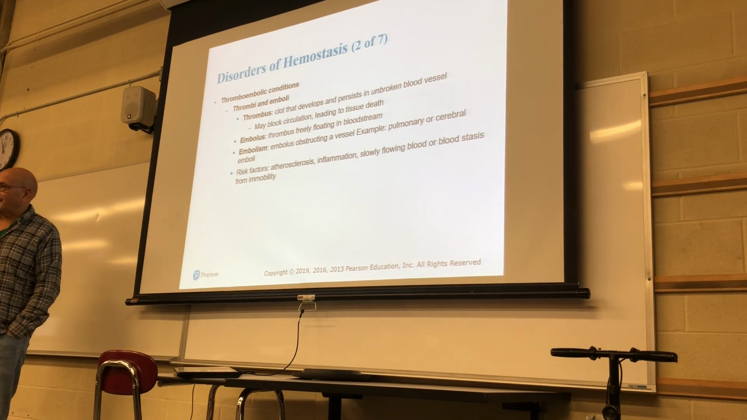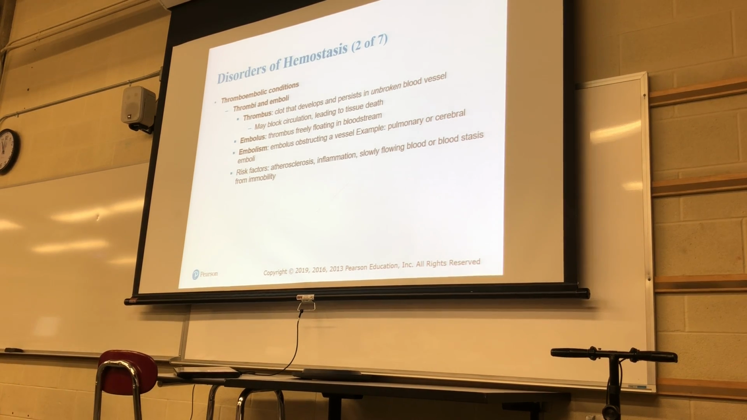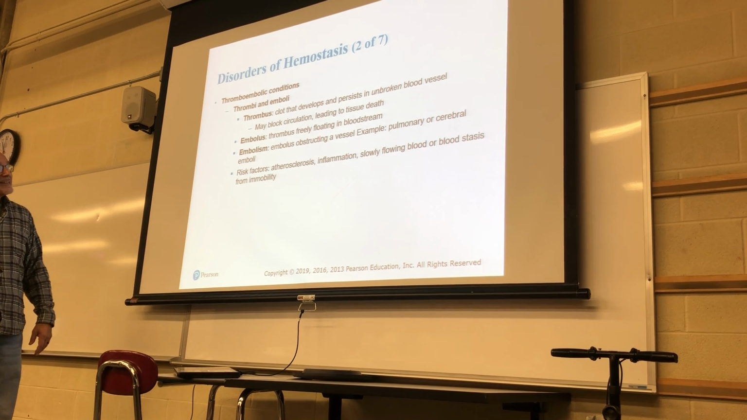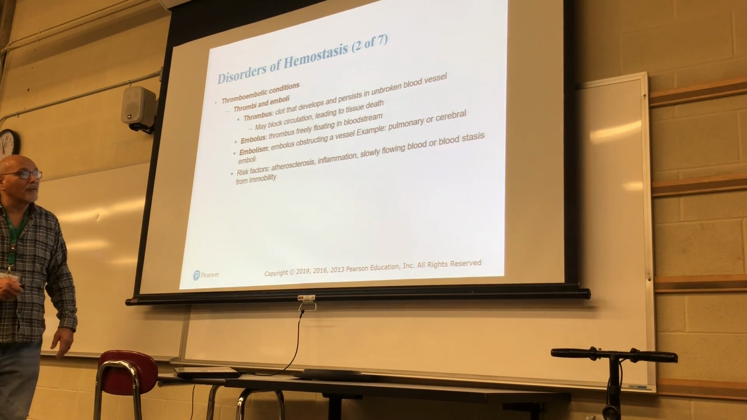Hardening of the vessel wall. Instead of being this big, it's this big. So it's easy for things to get stuck in there and start building what? A thrombus. And eventually a piece decides to let go, and now you get your emboli flowing around. Goodbye. Simple as that. Inflammation starts the process, and slowly flowing blood, or stasis.